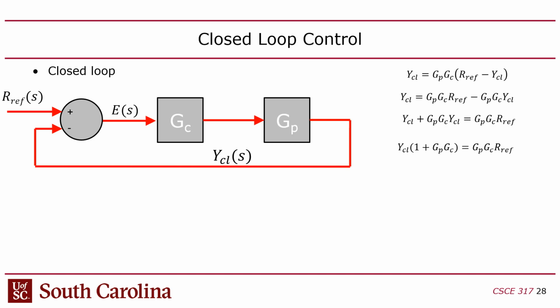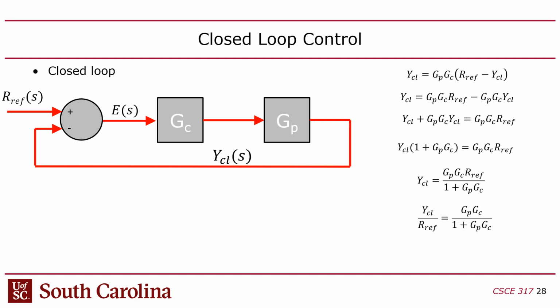Now again, our goal is to get YCl over R, because remember, the numerator is output, the denominator is input. If I want the closed loop response of this whole thing, I need YCl over R. It has to be output over input, right? So basically I just go through three steps and I can get it there. Well, not exactly, I still need to get Rref out of there. There we go. So I divided both sides by Rref. So now I have YCl over Rref is GP times GC over 1 plus GP times GC, right?